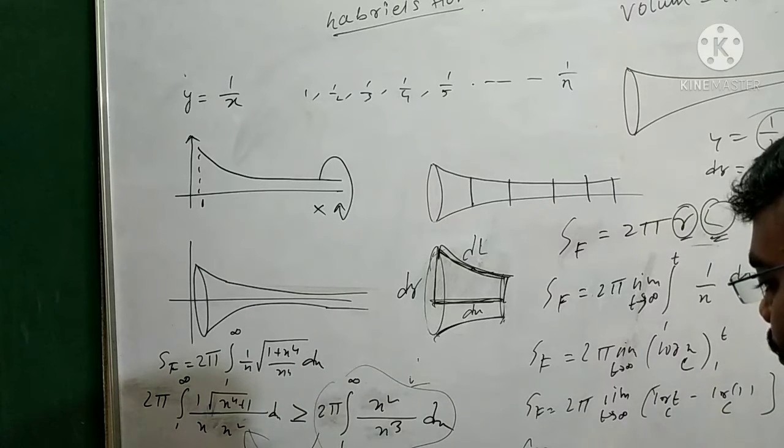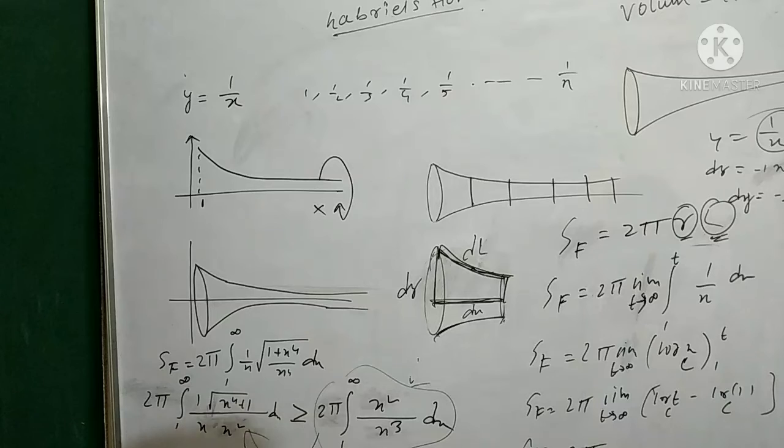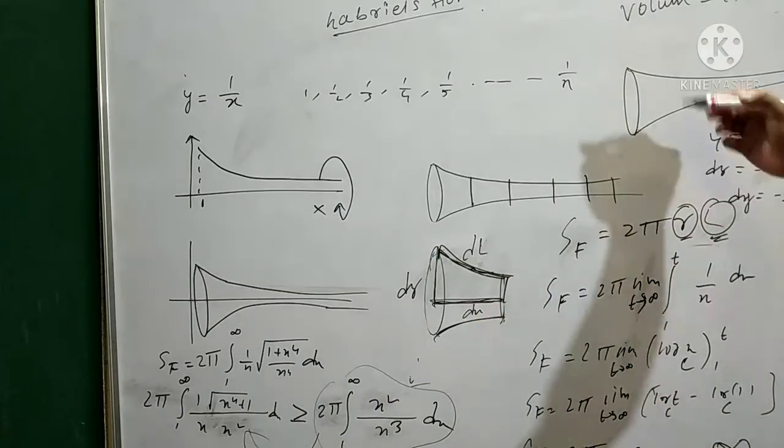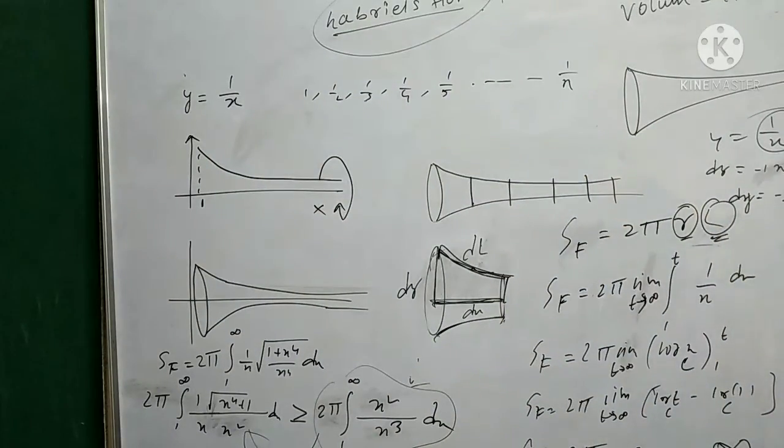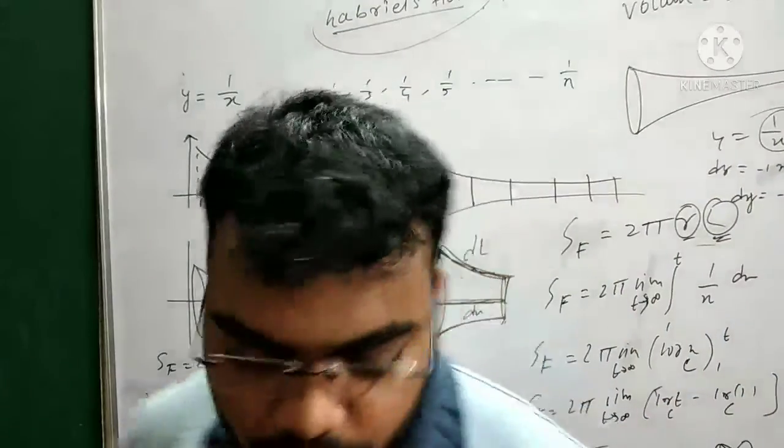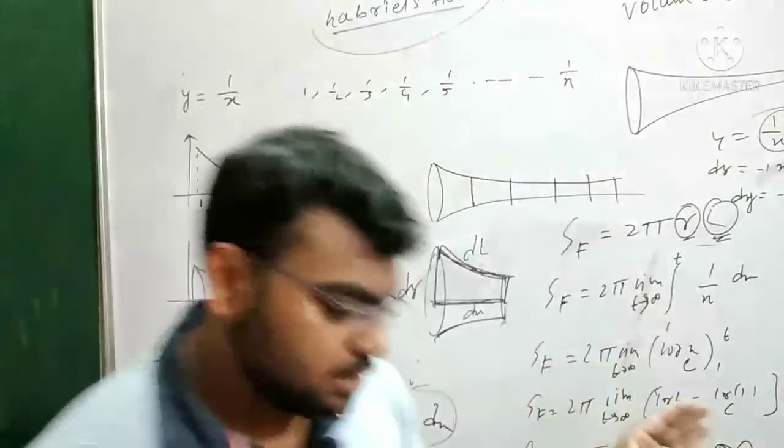So SF will be equal to 2 pi. If you put infinity at t, then it will become log infinity, and the value of log infinity will be infinity only, and log 1 becomes 0. So 2 pi into infinity will become infinity. So actually, in this way we can say that the surface area of this Gabriel horn is in the divergence approach, isn't it? It is divergent.